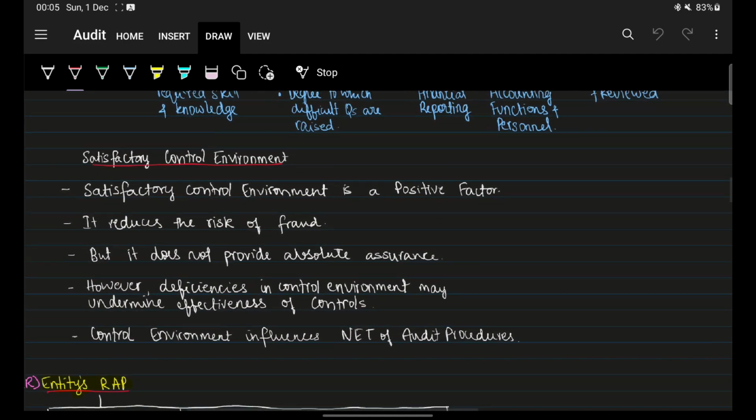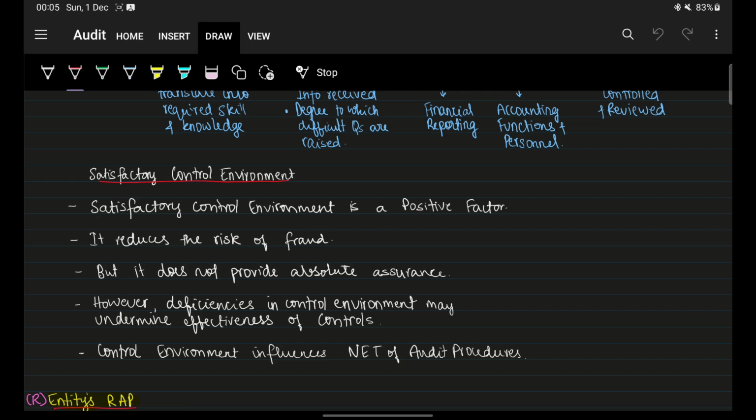Okay, here, what do we do when there is a good control environment? Obviously a satisfactory control environment is a positive factor. It is a good thing if they have a satisfactory control environment. It reduces the risk of fraud, but it does not provide absolute assurance. Obviously in audit there is nothing that provides absolute assurance. So if something like this comes in the MCQ, it is always not absolute assurance. It gives only reasonable assurance, right?